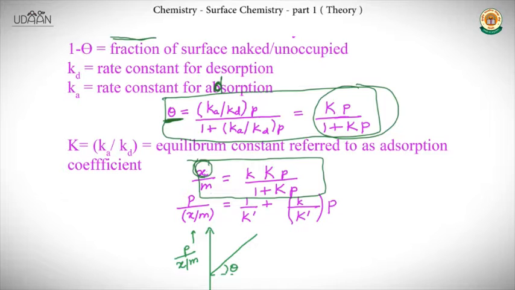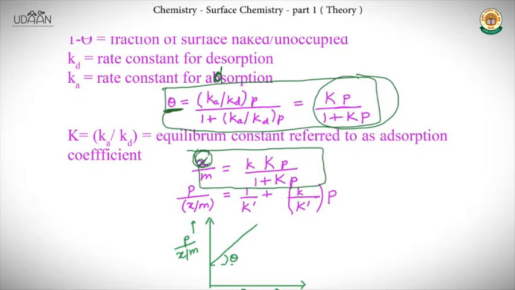The amount of gas adsorbed on the solid, which is given by x, is directly proportional to theta. This is theta into k, so it's basically k theta. Now this is a simplification of the same equation; we have just rearranged the terms. So we see that this axis is pressure, and there is a linear relation between P upon x by m and pressure.